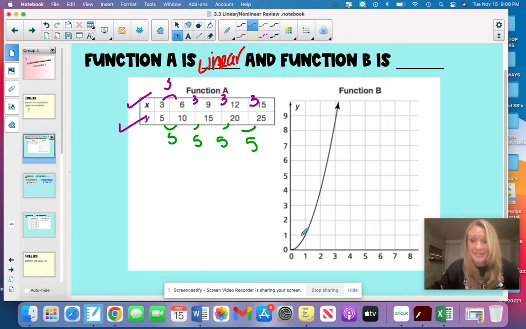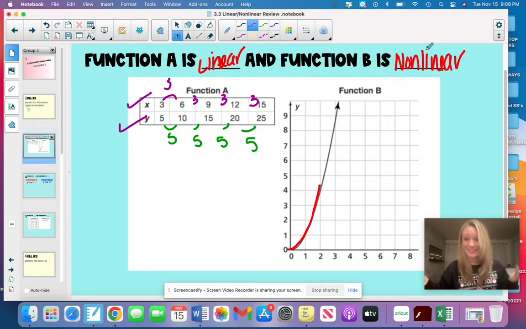This little graph here, this has like a curved line. So that is non-linear because it's literally not a straight line. There's no other easy way to say it.